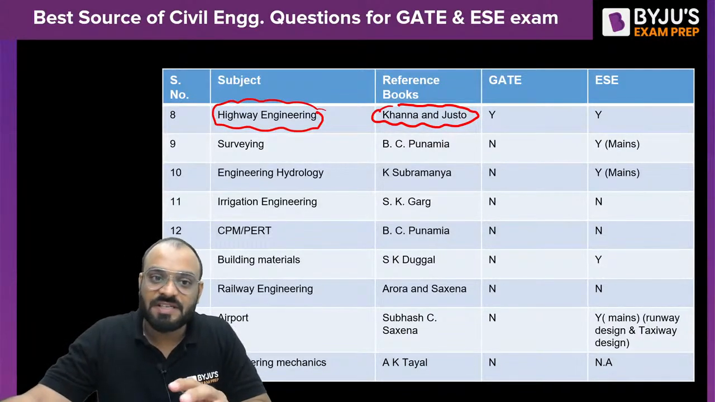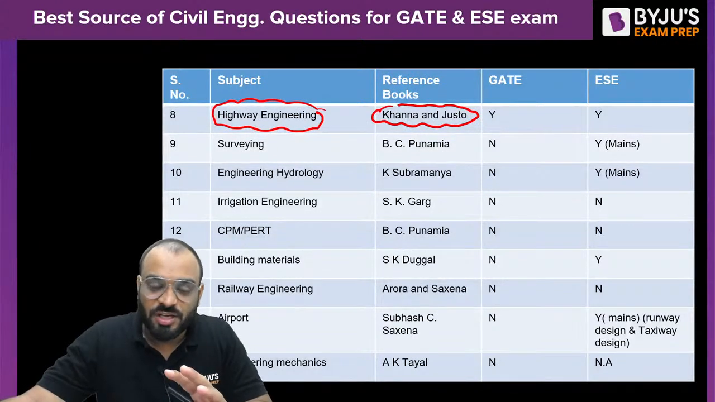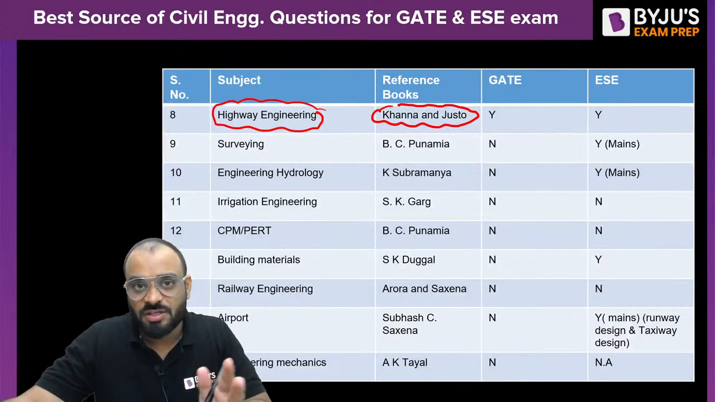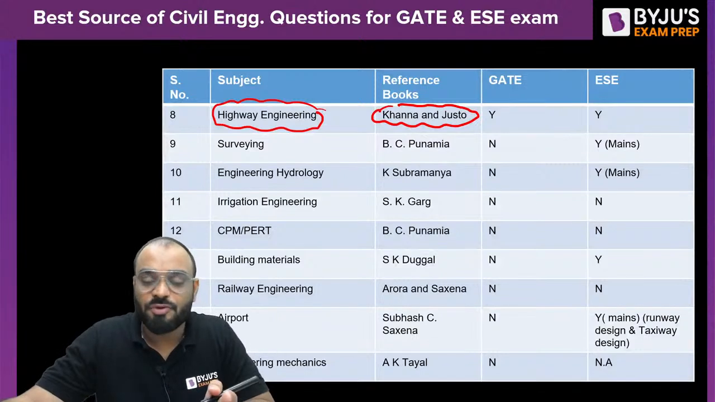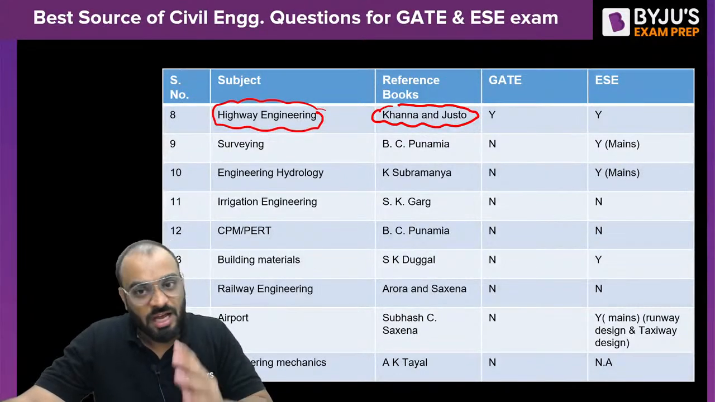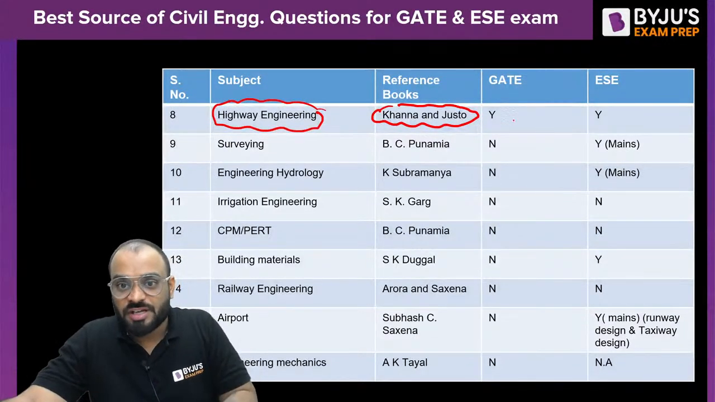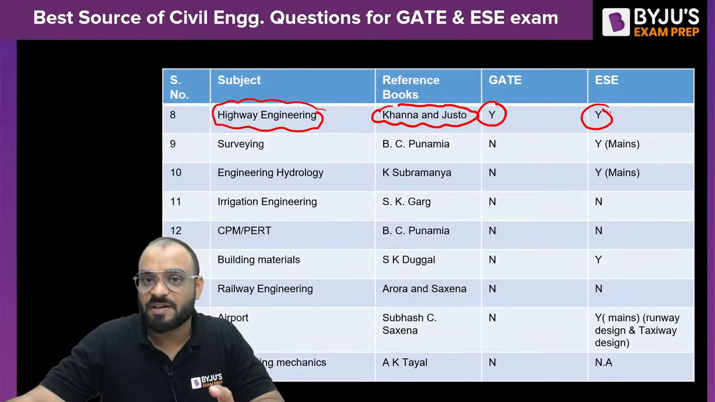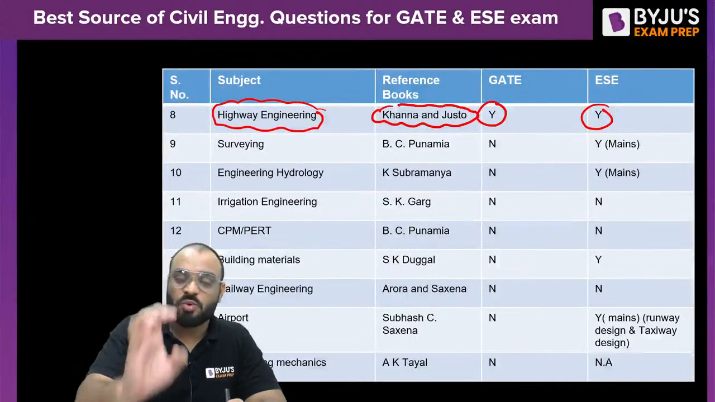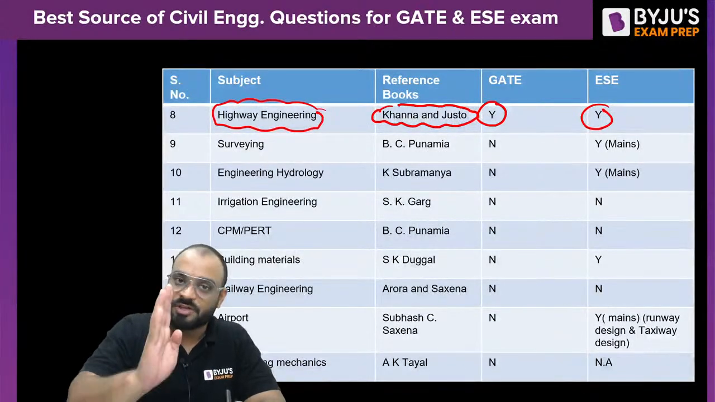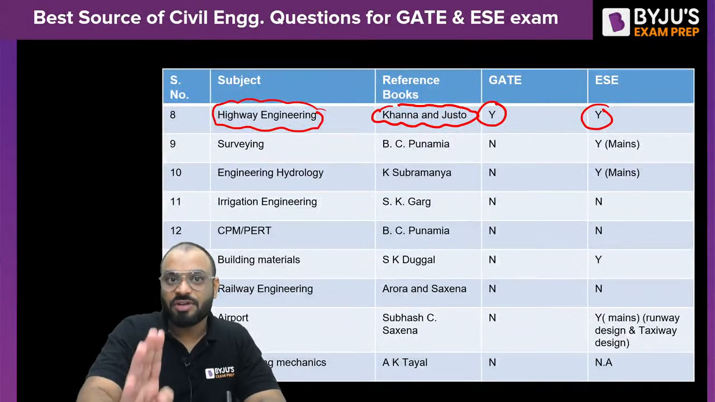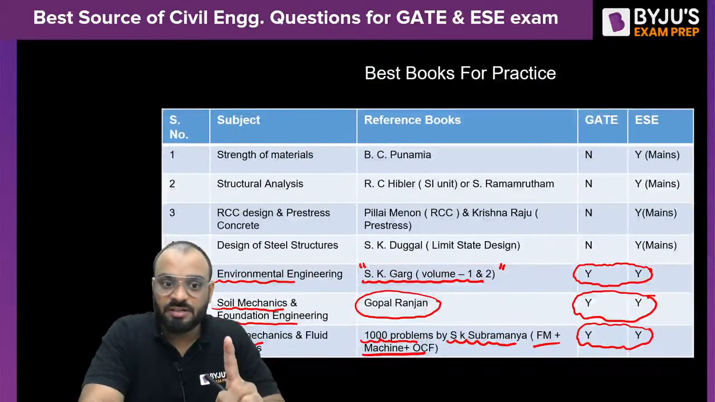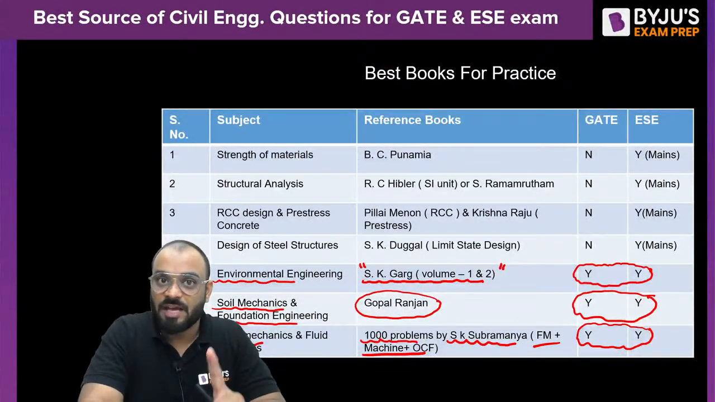So guys, for highway engineering, you can use the Khanna and Justo book, in which you may get all types of numericals and variations of numericals also. And yes, you have to refer to it for the GATE examination as well as the ESE examination. So these are the 4 subjects, guys, for which at least you have to solve the problems for the GATE examination, right? Which ones are there? Environment, soil and FM, as well as highway.